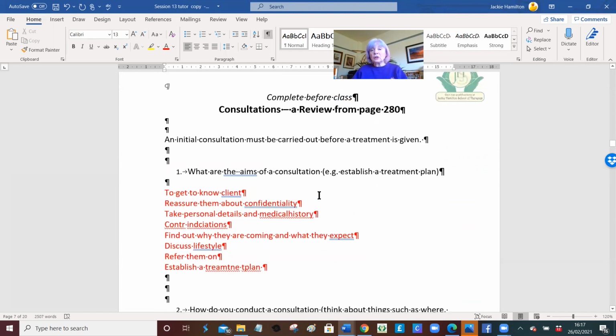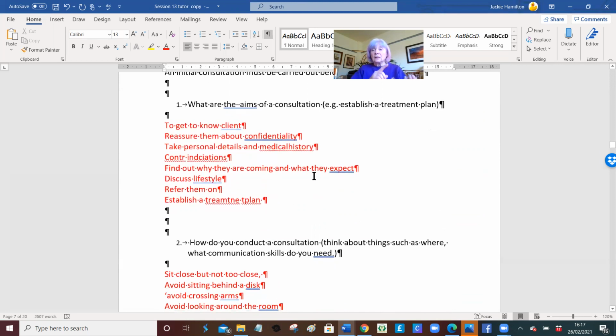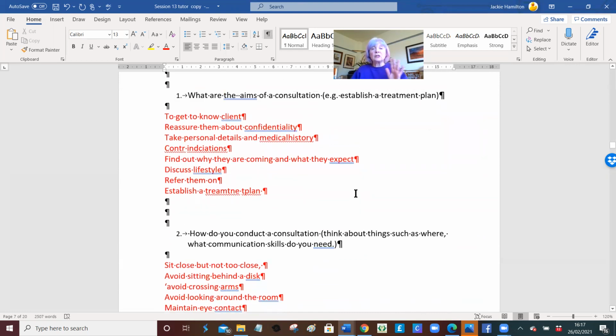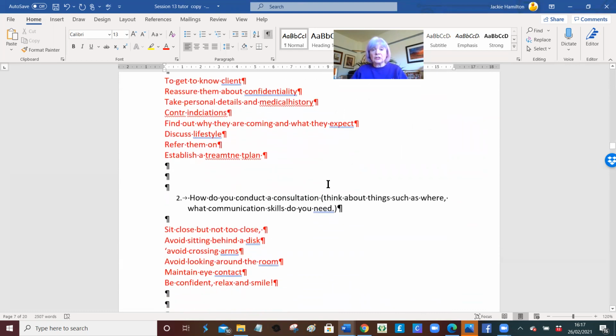Now we're coming on to the consultation process. So the aims of a consultation, you know this now: to get to know a client, to reassure them about confidentiality, to get their personal details, to find out if there are any contraindications, to find out where they're coming to you, what they expect, discuss their lifestyle in case you need to refer them on, and establish a treatment plan. So there's lots of reasons why you need to do a consultation.